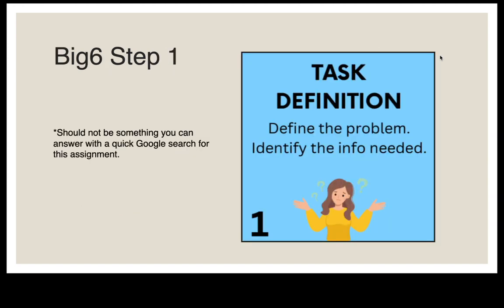And just to review here a little bit, the steps in the Big 6 process. So, step 1 is task definition. This is where we're going to be defining your problem and coming up with the question that you're going to be investigating. It should not be something that you can answer with one quick Google search. It needs to be something that you're going to need to visit multiple places to come up with your information.